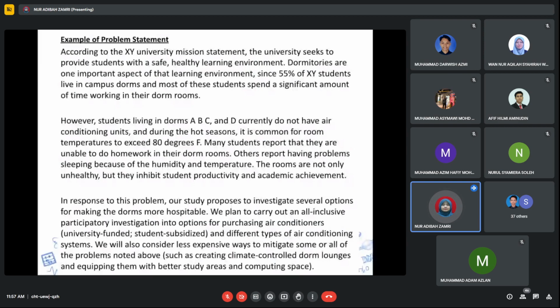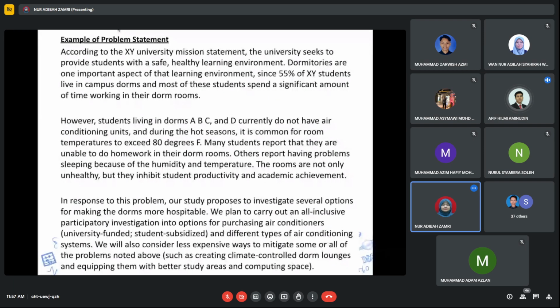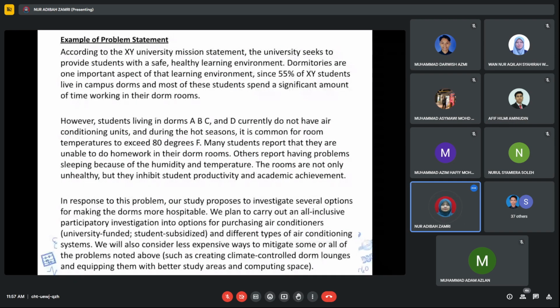Class, are you here? Yes, yes. Understood. Okay, Afif. Can you share with the class? Can you explain a bit how to write a problem statement? Afif, can you hear me? Yes, yes. Okay.